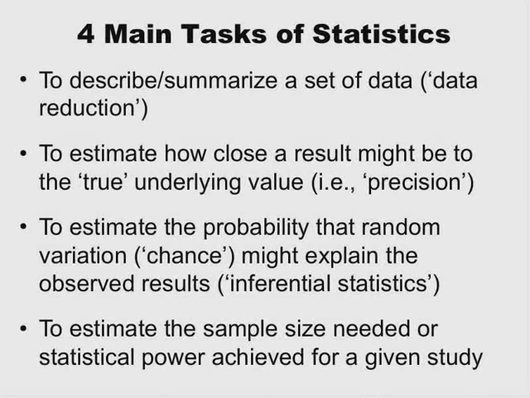And the third one that we'll cover today is to be able to estimate the probability that random variation, often called chance or bad luck, might be a reasonable explanation for the observed results. So this is what's carried out with classic inferential statistics, and later on in the seminar we're going to carry out a process that's analogous to an unpaired t-test to look at a study scenario and its results.